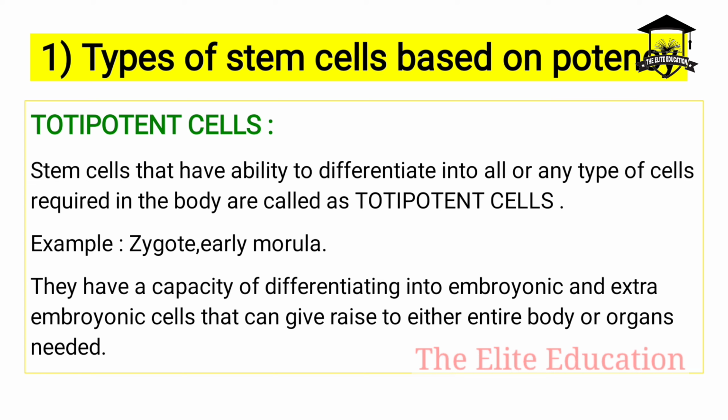In addition to it, they can also give rise to these extraembryonic cells and can differentiate into any of the organs required or the entire body. Usually, if the zygote is present in vivo, in the natural condition, then it will give rise to an entire body. And in vitro, you can either let it develop into an organ, or you can control the stem cell and make it give rise to your specific required type of cells or organ, right?